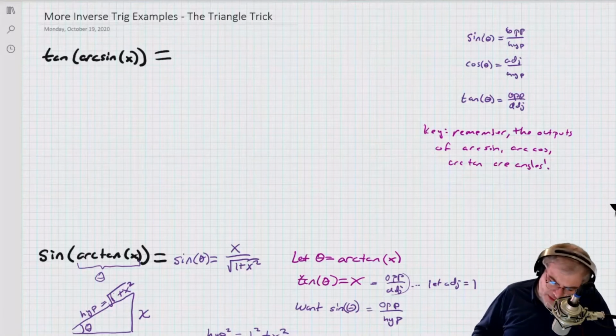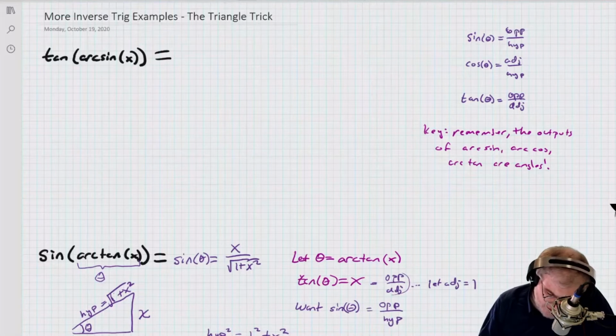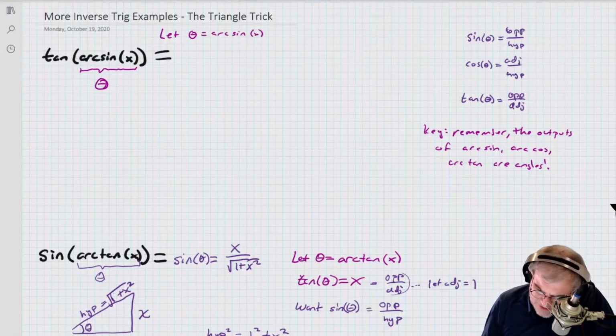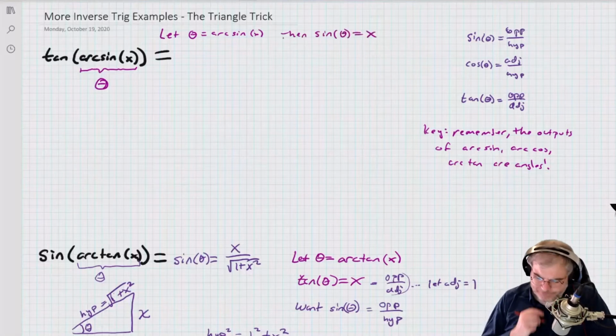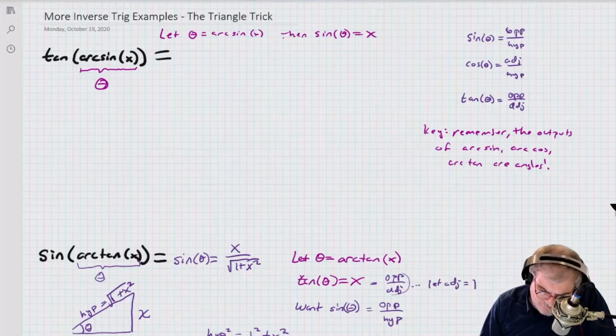So I'm going to let theta equal arcsine of x. Now I'm going to take the sine of both sides, and that's going to be sine of theta equals x. Okay. So my tangent of arcsine is going to be the tangent of theta.